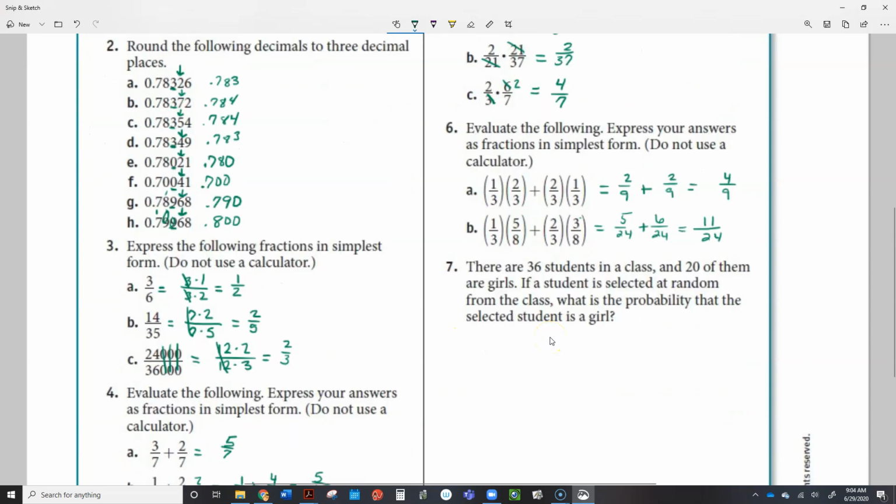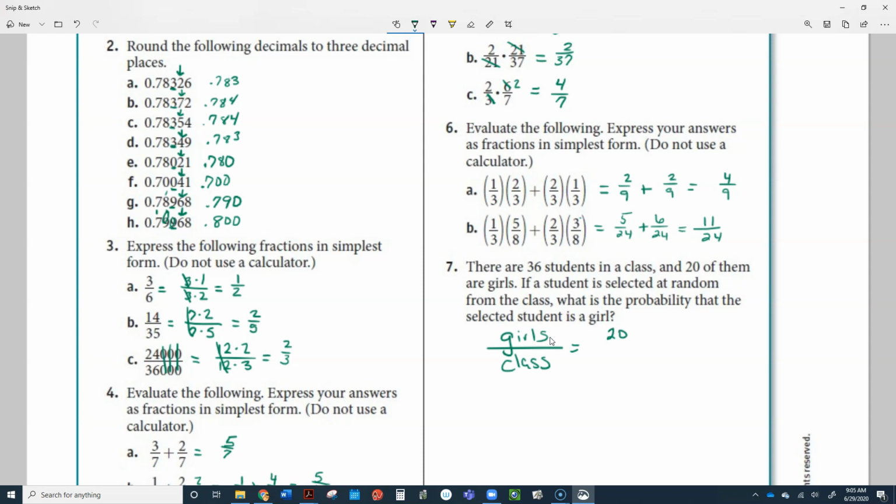Okay, the last one. There are 36 students in a class, and 20 of them are girls. If a student is selected at random from the class, what is the probability that the selected student is a girl? So we want the number of girls out of, we're selecting from the whole class. So the number of things that we're interested in, the desired event, that number goes on top. And the total number of things that we have to choose from goes on bottom.